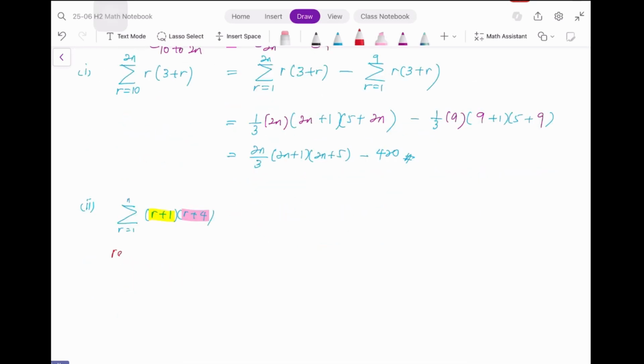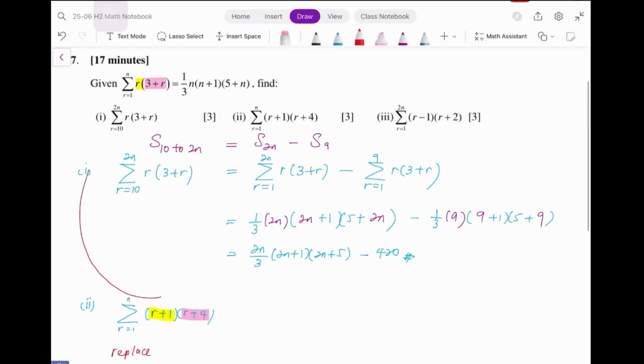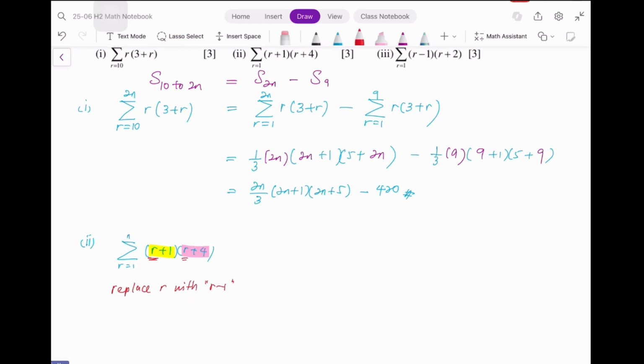Okay. So we will replace, one more time, we need to transform this back to this original form. And because of that, we need to replace r here with r minus 1. Yes, then we check the limits, okay? So when r minus 1 equals 1, r equals 2. And then when r minus 1 equals n, r will be equal to n plus 1. Okay, so this is doing the limits.